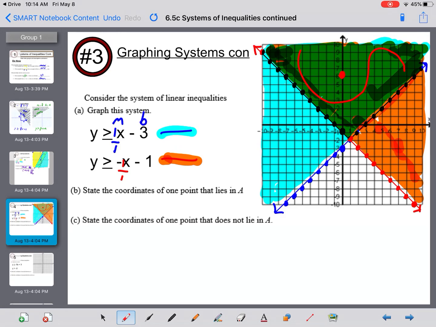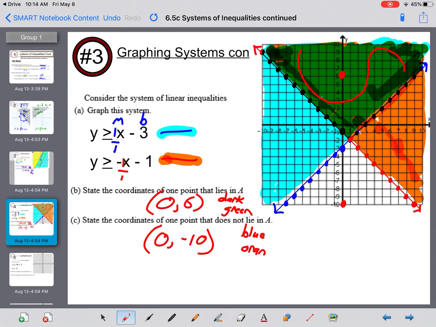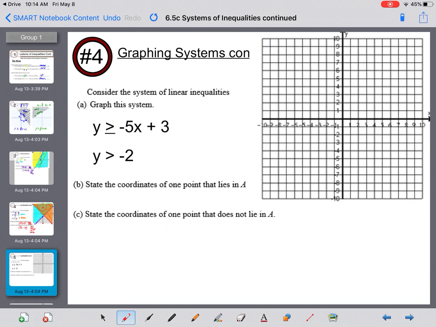So the coordinates of a point that lie in A, well, what if I just took this point right here, 0, 6? That falls in that dark green shaded area. And one that does not lie in A, well, I could take anything from the blue, the orange, or even the white. So let's just take one from the white, 0, negative 10. There you go.